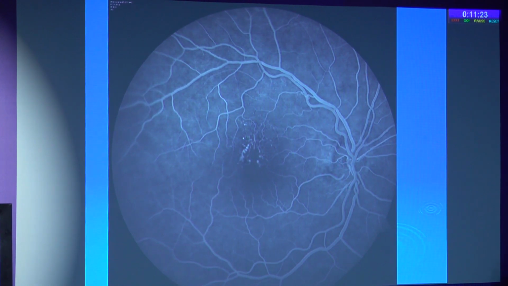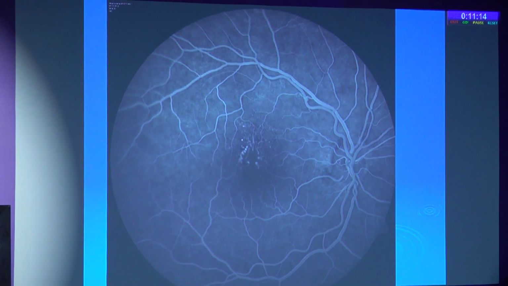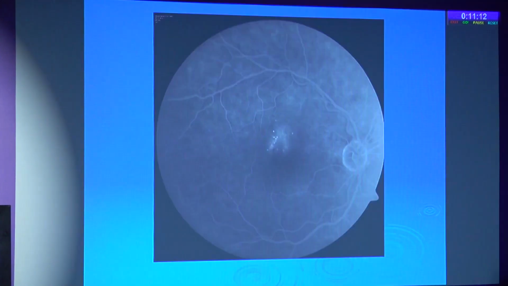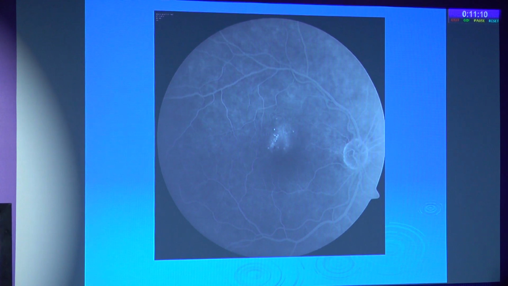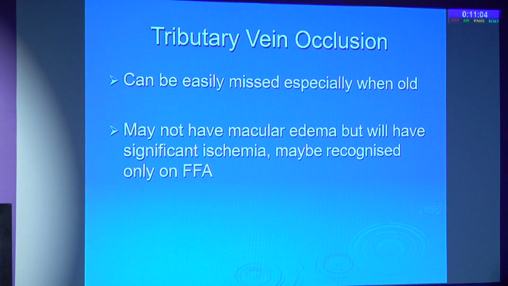So that is what can happen. Tributary vein occlusions may not produce much of edema, but they will produce severe ischemia with loss of the capillary zone. And if it's at the fovea, for sure the visual acuity will be affected. So that is something you can, if you find something in the fundus and you are not able to explain, a fluorescein angiogram can help you.